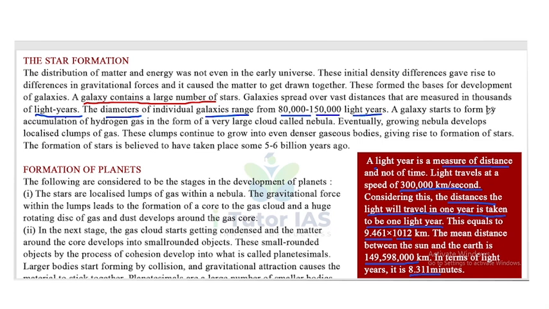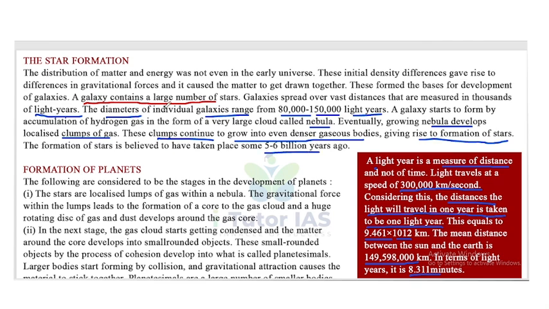A galaxy starts to form by accumulation of hydrogen gas in the form of a very large cloud called a nebula. Eventually, the growing nebula develops localized clumps of gas. These clumps continue to grow into even denser gaseous bodies, giving rise to the formation of stars. The formation of stars is believed to have taken place some 5 to 6 billion years ago.